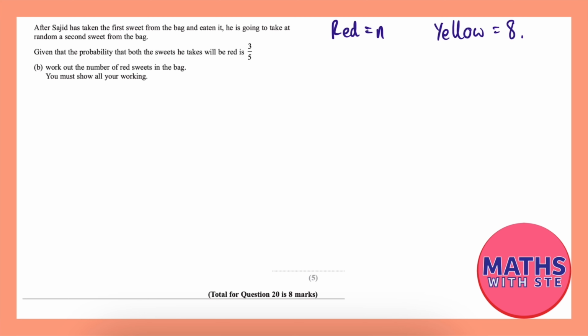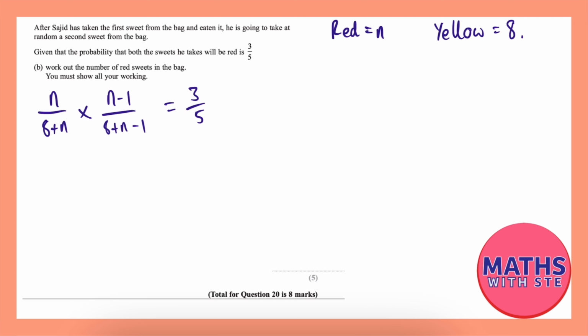Let's do this. So red is n. So we're going to say it's going to be n over 8 plus n, because that's all we know that the total is at the moment. And then after that, he's going to take another one. So that's going to be n minus 1, because there's one less in there, isn't there? And then that's going to be 8 plus n minus 1.